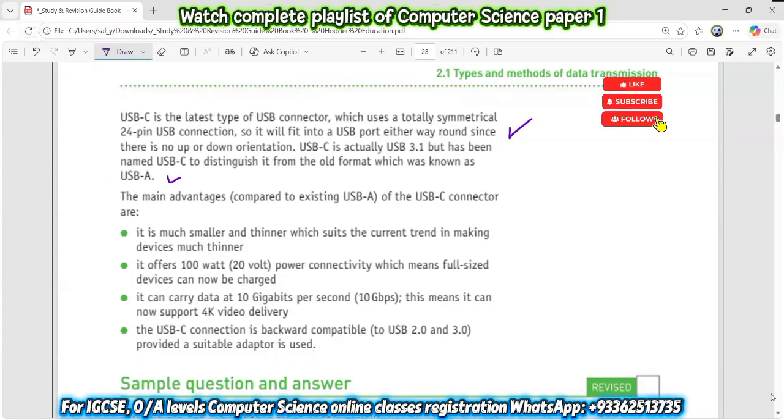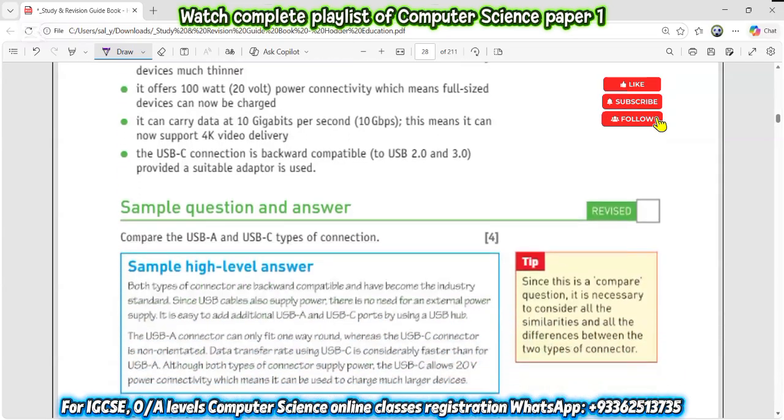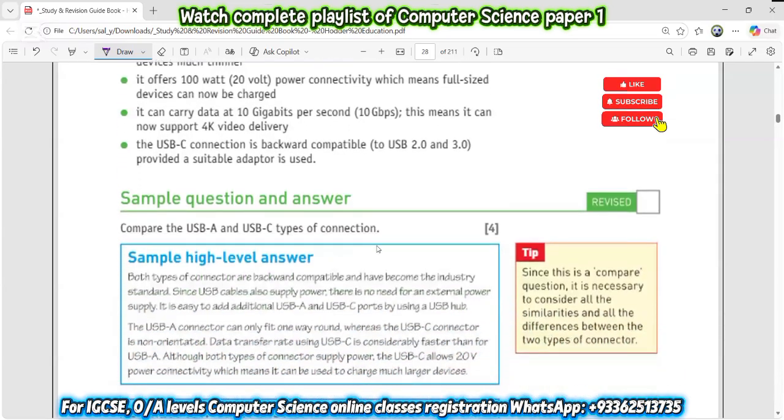Now, this is the USB-C, and then we can see sample questions and answers. The way I said, this can come in the paper. So let's very quickly go through this sample answer for USB-A and USB-C. Both types of connectors are backward compatible.